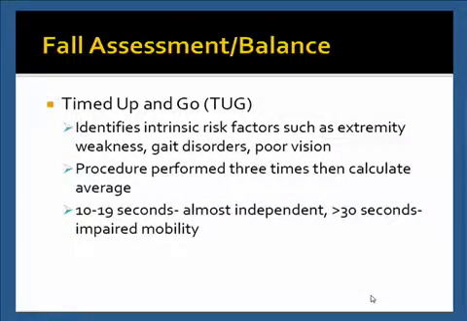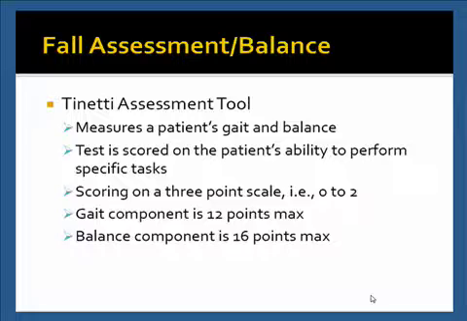Next, I want to talk about the Tinetti assessment tool. It measures a patient's gait and balance. The test is scored on the patient's ability to perform specific tasks. We score on a 3-point scale, i.e. from 0 to 2. The gait component is 12 points max, and the balance component is 16 points max. So there's 28 total points.